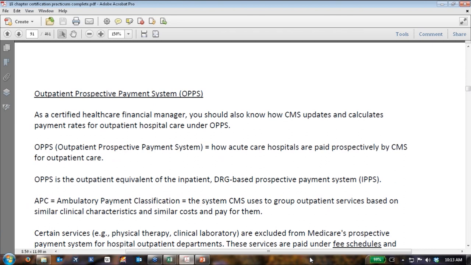Over time, these things do get revised. Yes, they are not static. These things are fluid. The follow-up question to that is, how often do the standardized amounts and wage indexes change? Every year. Okay. Next question.